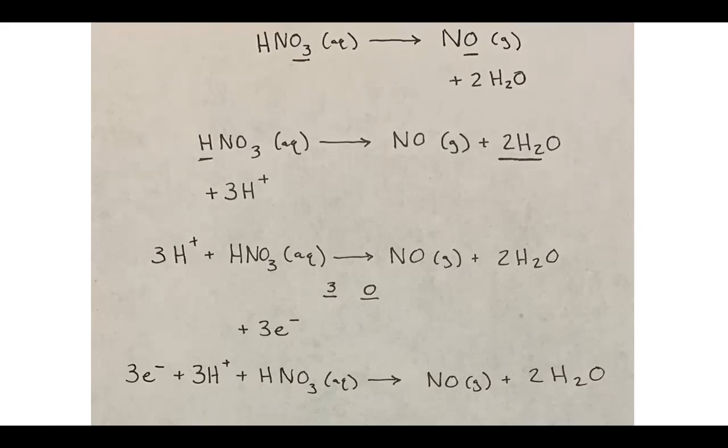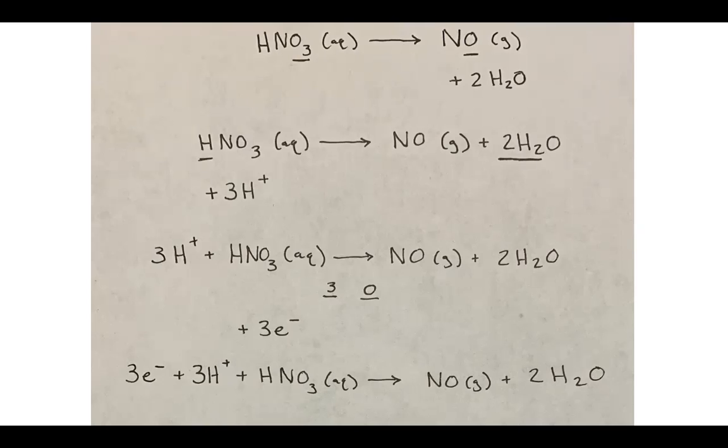Because we just added water, however, we now have 4 hydrogens on the product side, but we only have a single hydrogen on the reactant side. And so to balance hydrogen, we add 3 protons to the reactant side. At this point, again, hydrogen, nitrogen, and oxygen are all balanced in terms of how many are on each side, and our last step is just to balance charge.